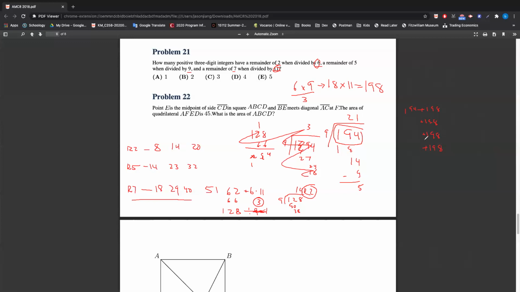And we actually can't add it a 5th time because that would put us over 1,000 and into the 4-digit numbers. So our choices are add it 0 times, 1 time, 2 times, 3 times, or 4 times. That's 5 choices.